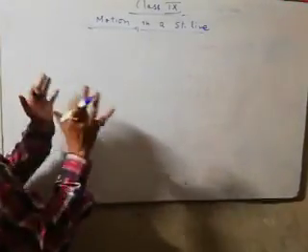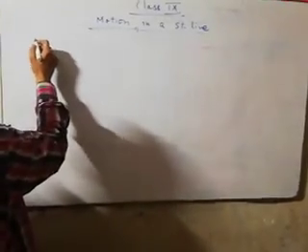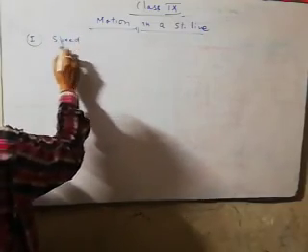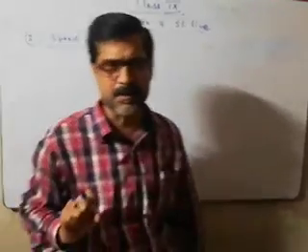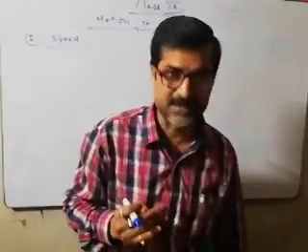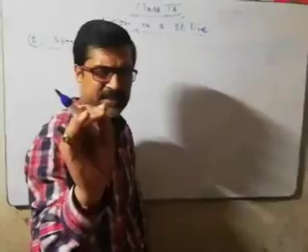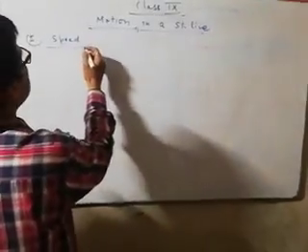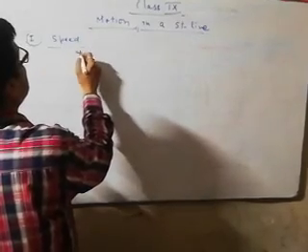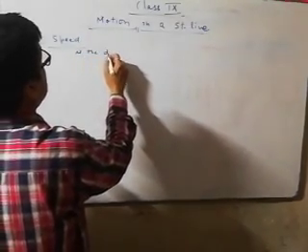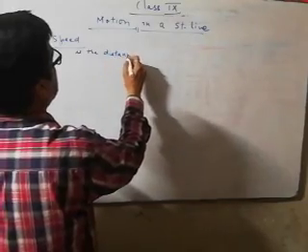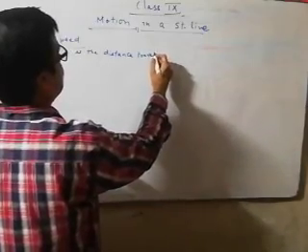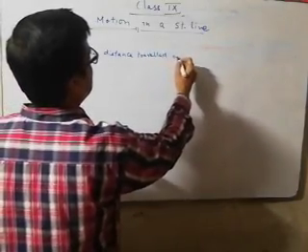So this is our topic, motion in a straight line, and today we are going to learn first about speed and different types of speed, and also the SI unit of speed and the formula of speed. So what is speed? A very simple definition, you can write it also: speed is the distance traveled in unit time.